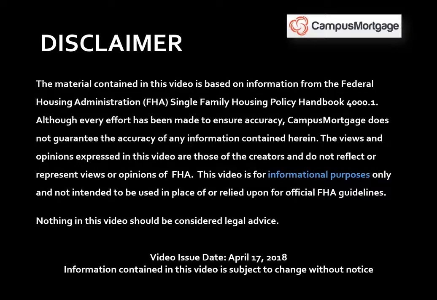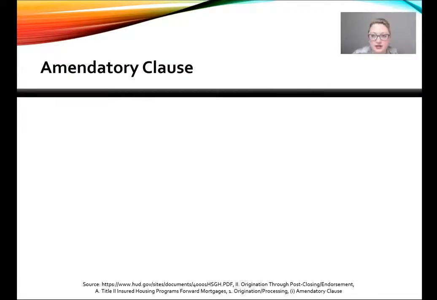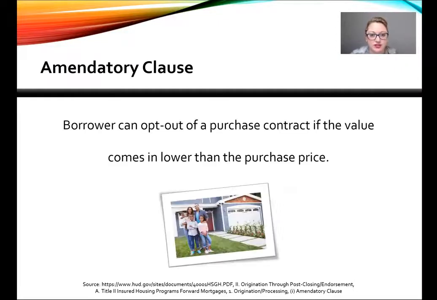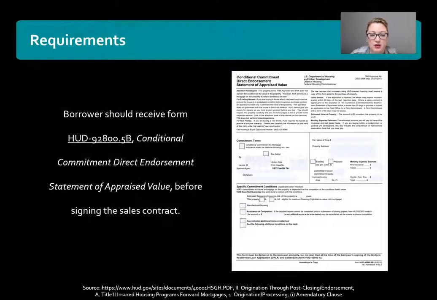without notice. So the FHA Amendatory Clause is required on most HUD and FHA purchases, and it gives the borrower the option to opt out of the purchase contract if the value comes in lower than the purchase price. Now, as far as requirements, the borrower should receive Form HUD 92800.5B, which is the Conditional Commitment Direct Endorsement Statement of Appraised Value. They should receive this before signing the purchase contract.